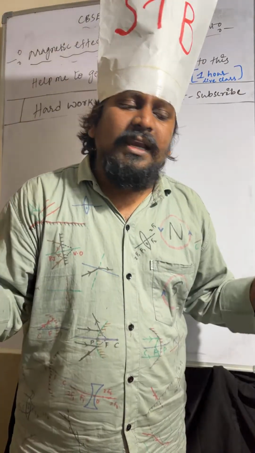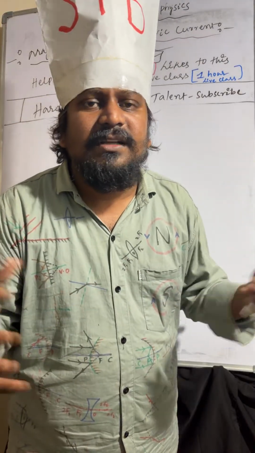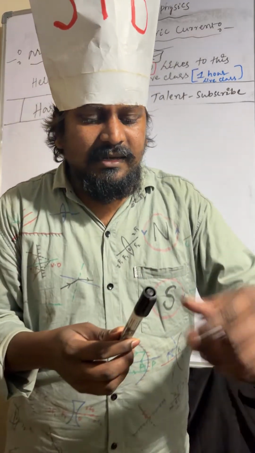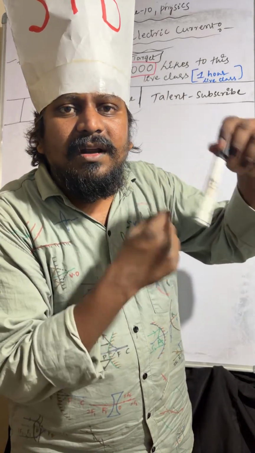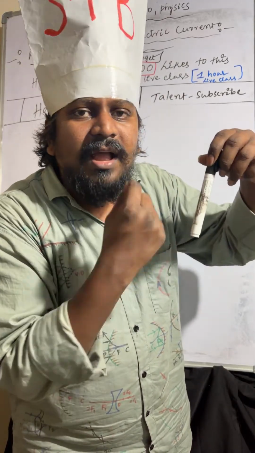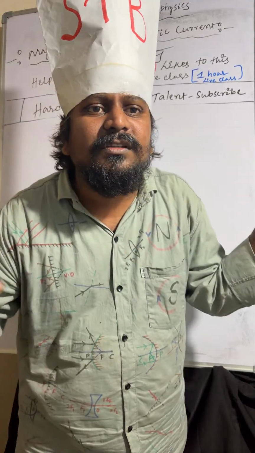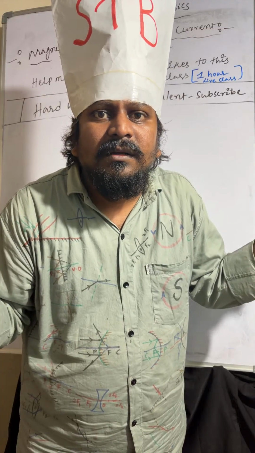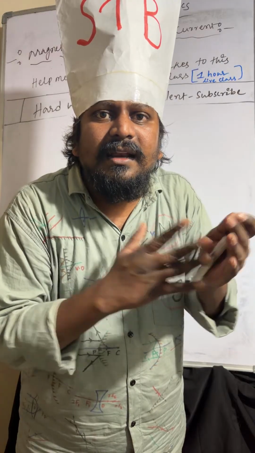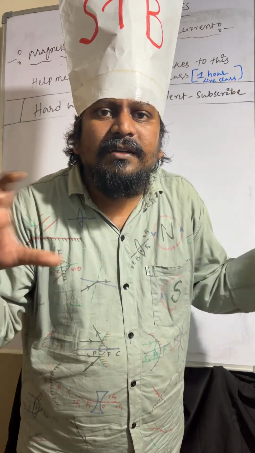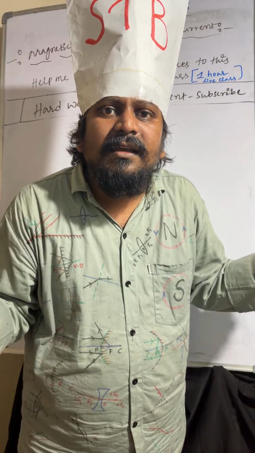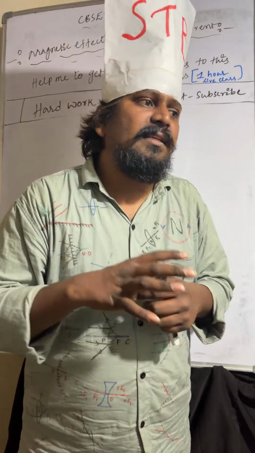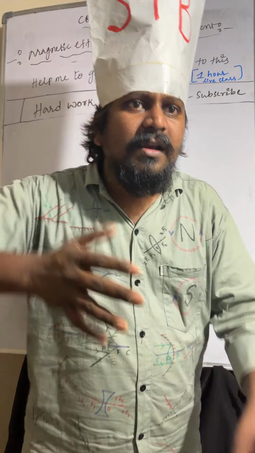Yes or no? In lower classes we did an experiment: take an iron nail and wrap a copper wire around it like this, connected to the circuit. If you connect it to the circuit, yes, it acts as a magnet. It attracts magnetic materials. Yes or no? Yes.